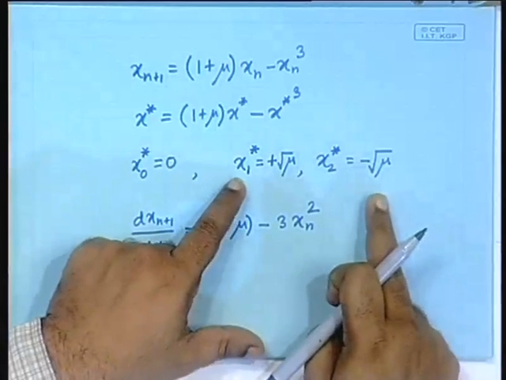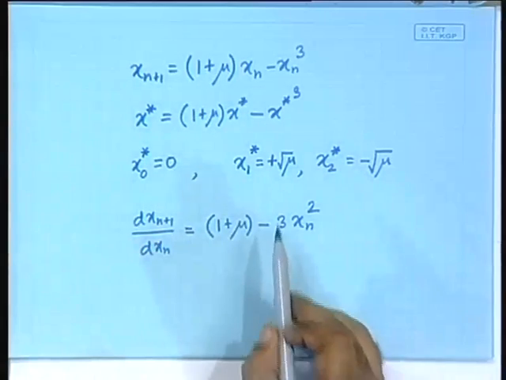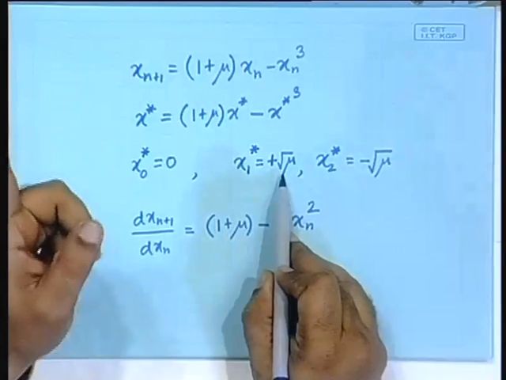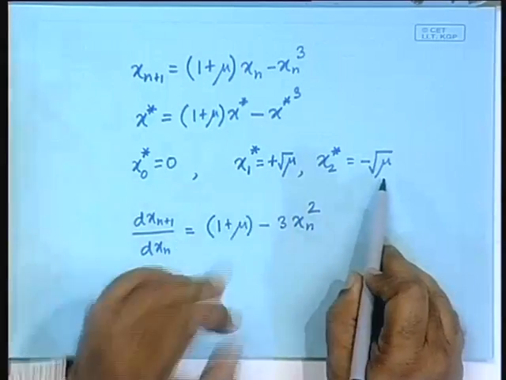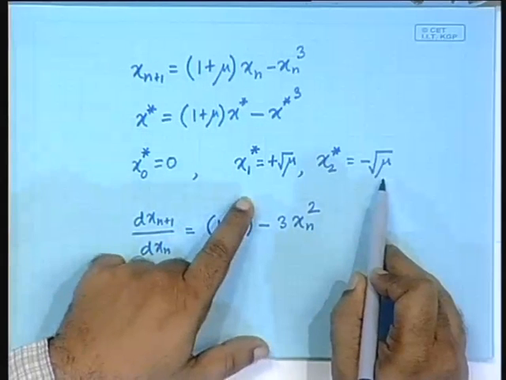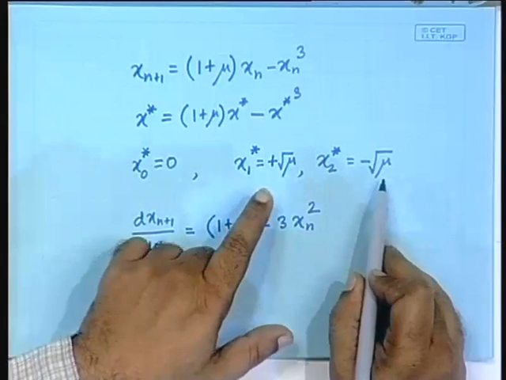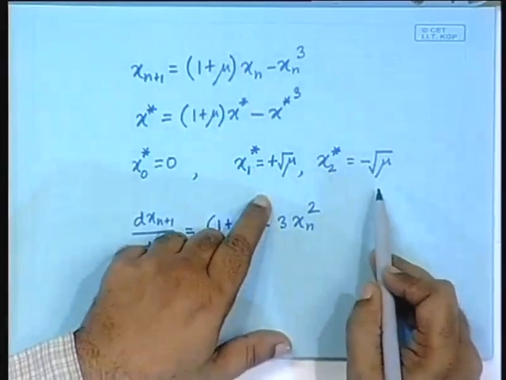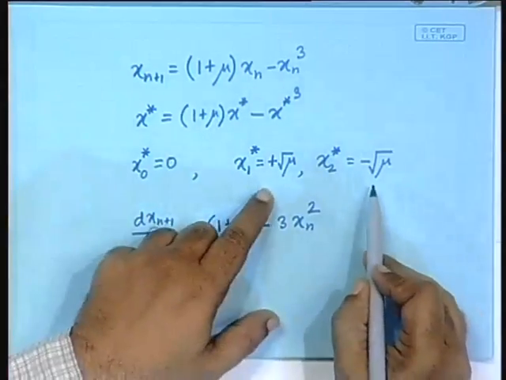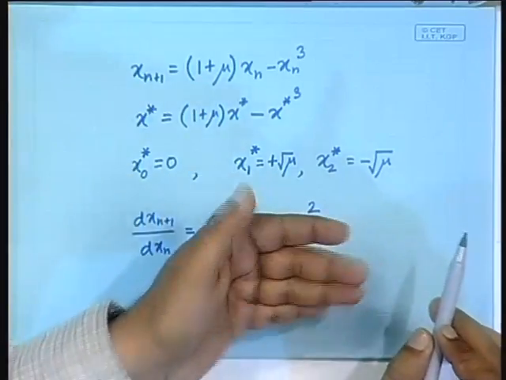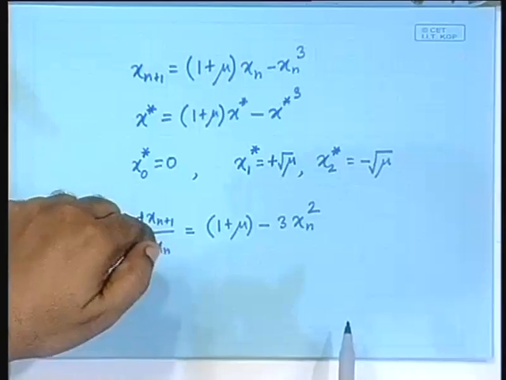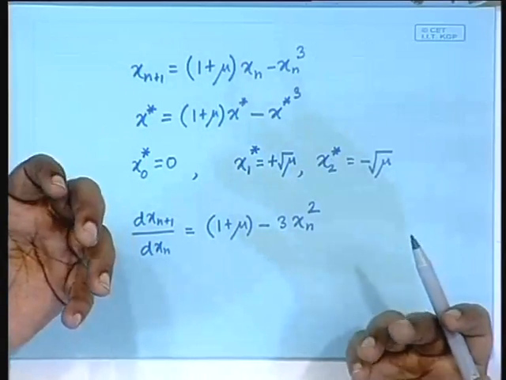What happens to the other two fellows? Since it is root over mu, so long as mu is negative, these two fellows do not exist, they are not there, right? Because only after that they become real. The positions would become real only when mu is positive. So, at mu is equal to 0, they start to exist. Good.